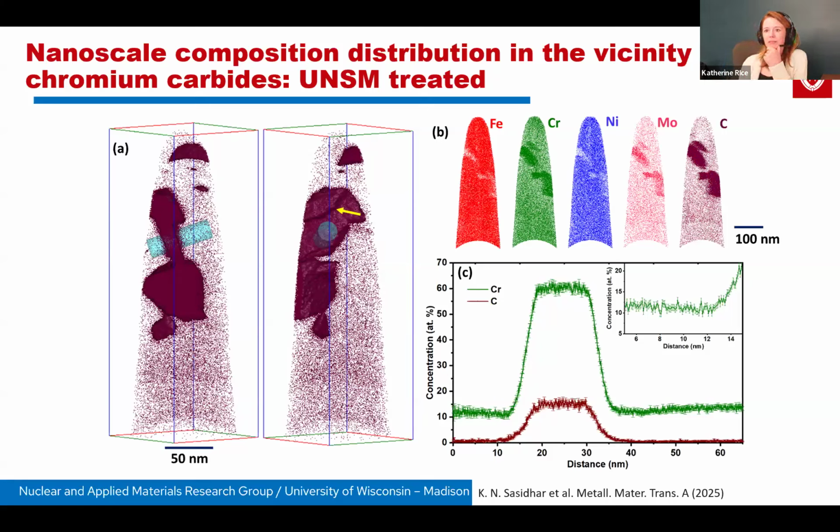A question about the cementite and chromium carbides. Do you see any bimodal distributions when you sample these? Do you have enough data to see distinct cementite and chromium carbide? Yeah, that's a great question. We don't have cementite in this material, because chromium has so much affinity for carbon that when there is chromium, it doesn't allow cementite to form.